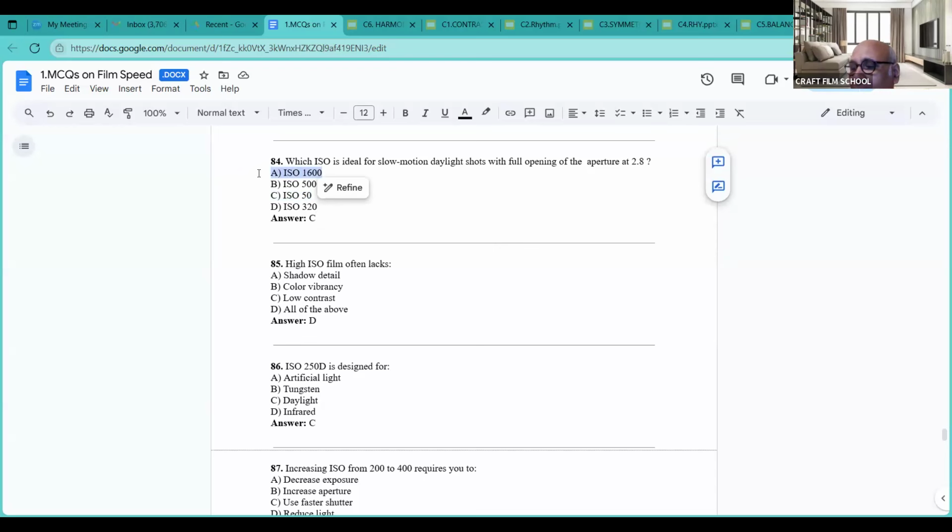I cannot go from f11 to f8 to f2 because he's already saying you are at f8 to 2.8. So from where will you give the compensation? Compensation can come only when you can gain the ISO. Are you able to understand? So the correct answer is not actually C. The correct answer is 1600.